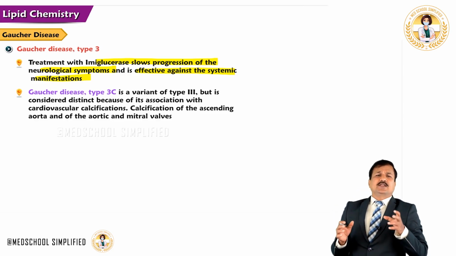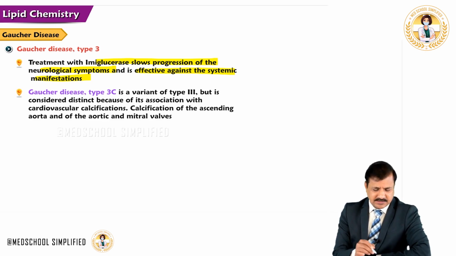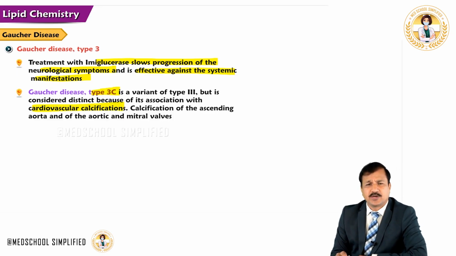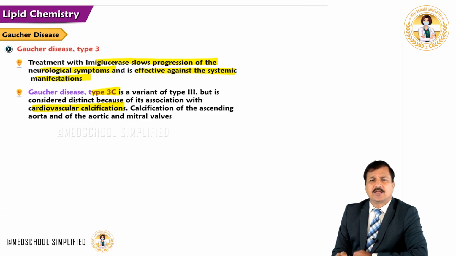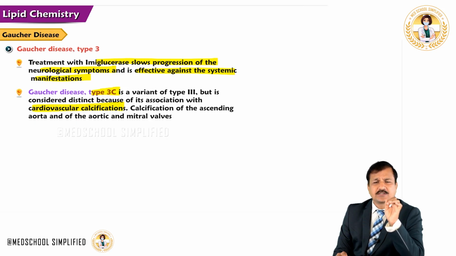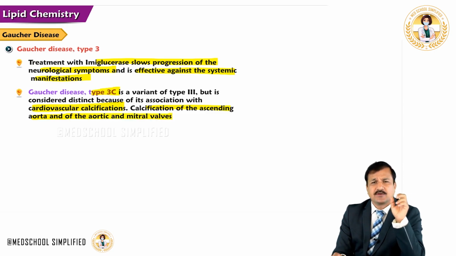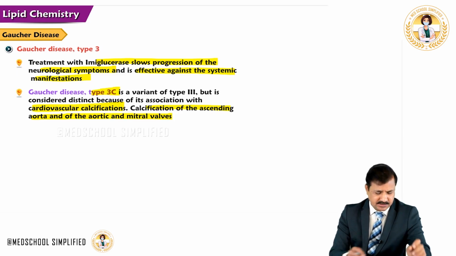Now, there is a variant of Gaucher's disease type 3 referred to as the type 3C variant. It is considered distinct because of its association with cardiovascular calcification. Remember that, it can be an important point. The type 3C variant is associated with cardiovascular calcification, especially calcification of the ascending aorta and the aortic and mitral valves. That's something special, an additional point with type 3C, the variant of type 3 Gaucher's disease.